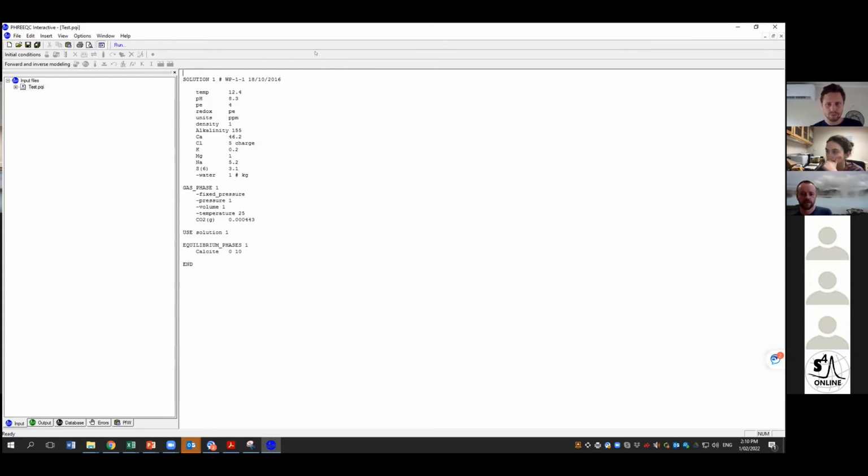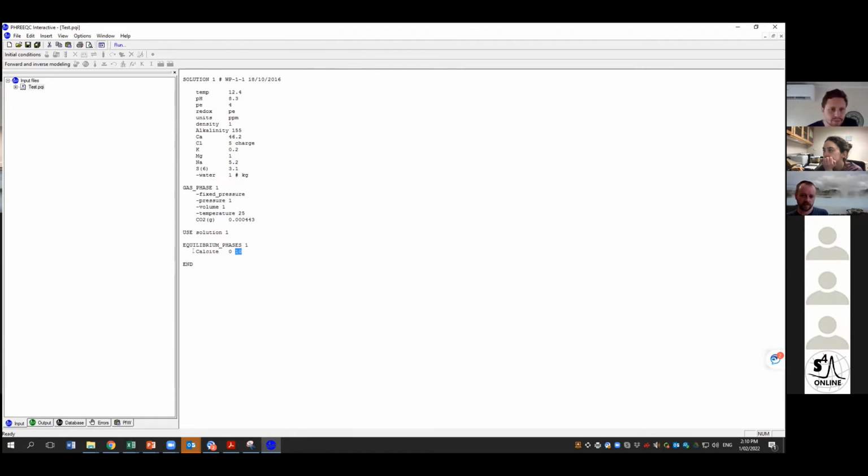So just stepping through what the script now says. It says I've got some water. It's 12 degrees roughly. These are the conditions. This is what's in it. There's a gas phase present, the CO2 at 443 parts per million. Please use solution 1 and equilibrate it with calcite. So we're telling it that there's calcite potentially present.